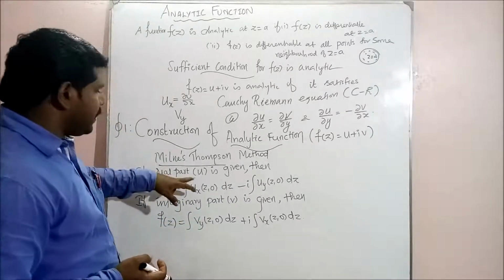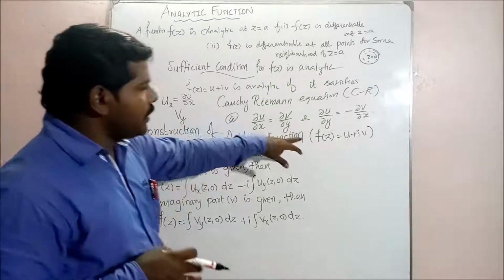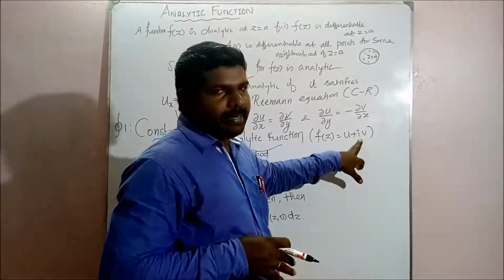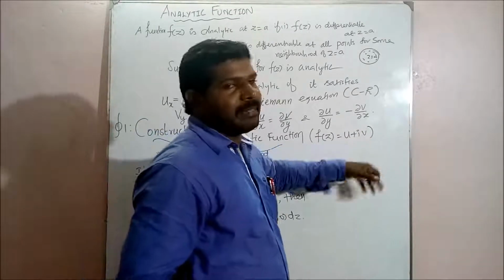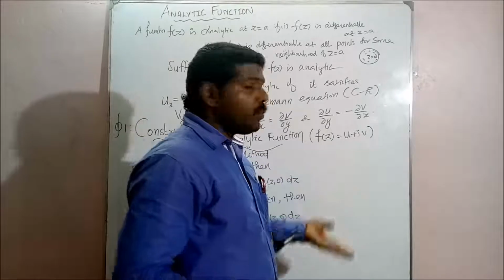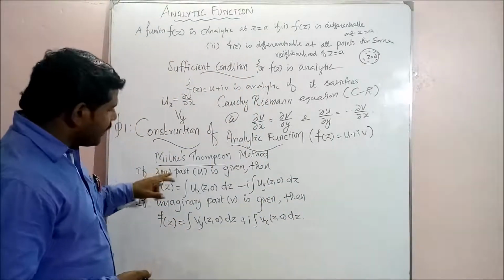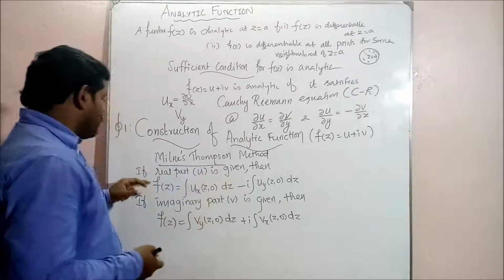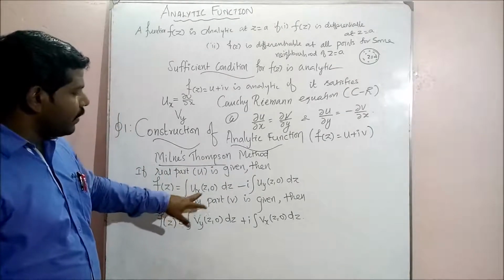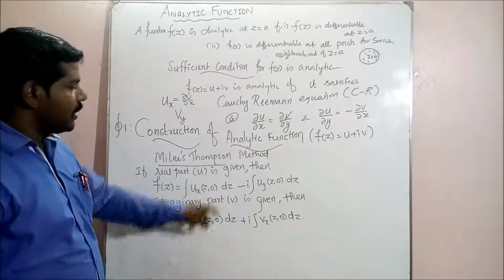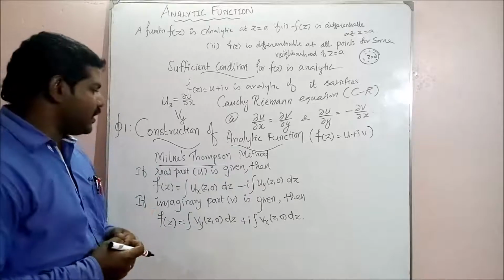Suppose the real part is known, நமக்கு real part u தெரிஞ்சிச்சுன்னா, now f of z equal to u plus iv, where u is the real part and v is the imaginary part. So real part u தெரிஞ்சிச்சு அப்படின்னா, Milne-Thomson formula: f of z equal to integral u x of z comma 0 into dz minus i into u y of z comma 0 into dz.